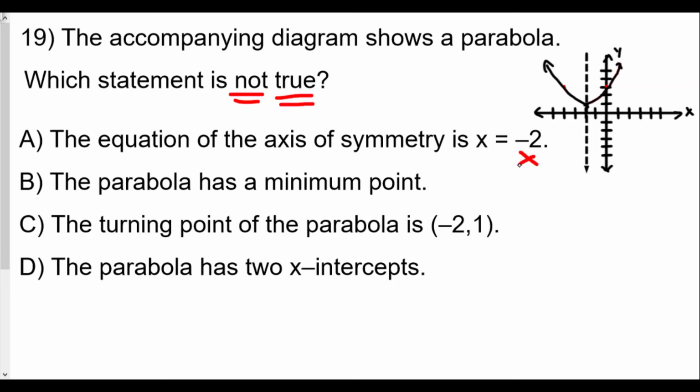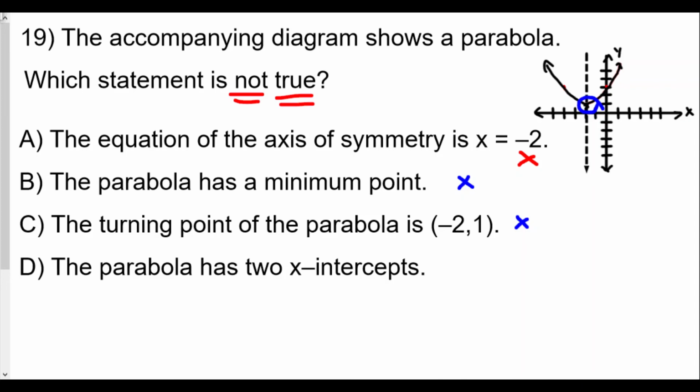This is true. The parabola has a minimum point. Well, we see here that the lowest point is going to be at the vertex. So that's the lowest point it has, and there's no other point lower than that point for the parabola. So yeah, that's true. It has a minimum point. The turning point of the parabola is (-2, 1). Yeah, that seems to be the coordinate of the turning point. So that's (-2, 1). And finally, the parabola has two x-intercepts.